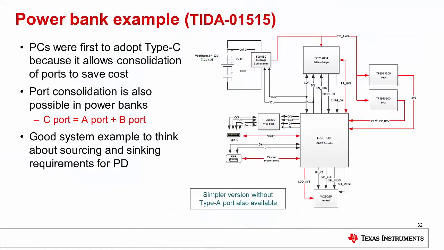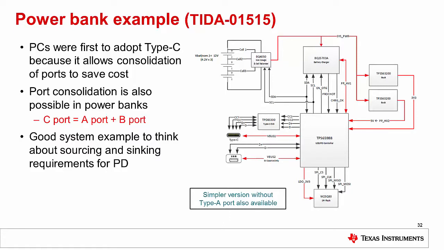In order to look at the requirements from USB power delivery on a system, I've chosen a power bank example. PCs were the first to adopt Type-C, in large part due to the port consolidation it allowed to save cost. Well, a power bank is another product where that really makes sense, because if you think about it, A plus B equals C in the USB system.